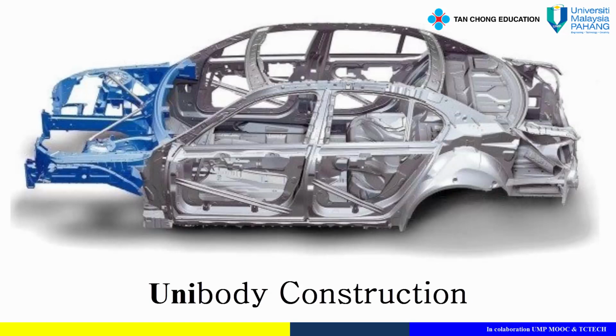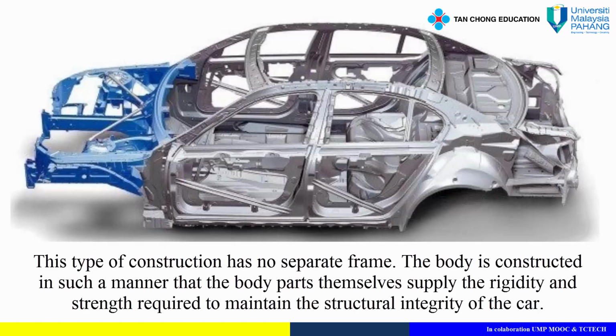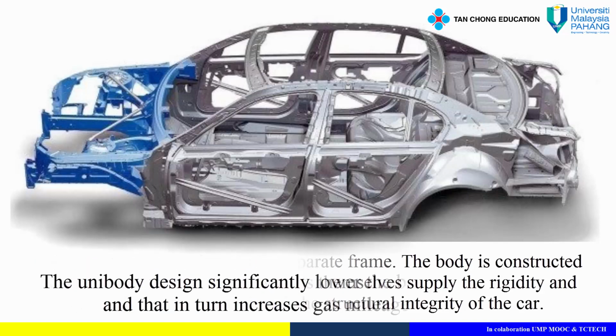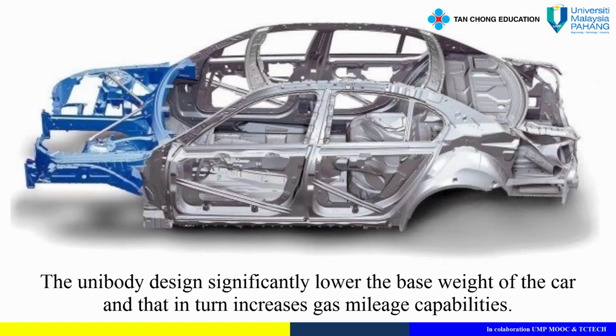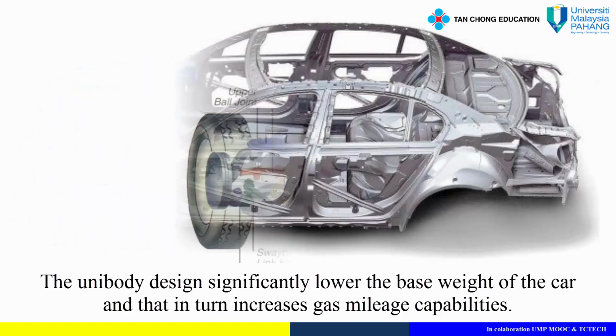Unibody construction. This type of construction has no separate frame. The body is constructed in such a manner that the body parts themselves supply the rigidity and strength required to maintain the structural integrity of the car. The unibody design significantly lowers the base weight of the car, and that in turn increases gas mileage capabilities.